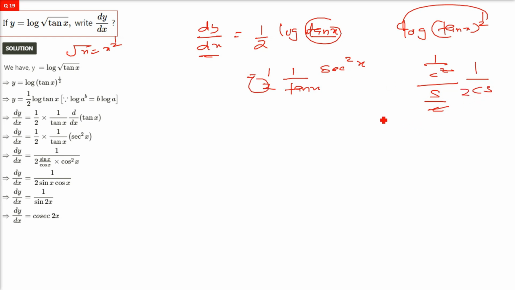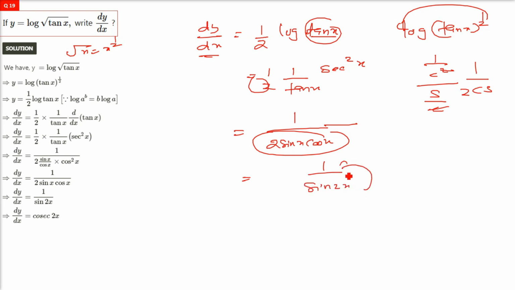So 2 sin theta cos theta is sin 2 theta. So 2 sin x cos x can be written as sin 2x. And 1 is in the numerator, so 1 divided by sin 2x. And sin 2x, when it goes up, it will be cosec 2x. So dy by dx will be cosec 2x in this case.